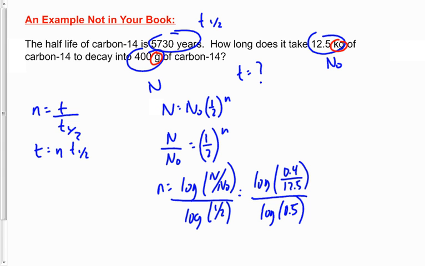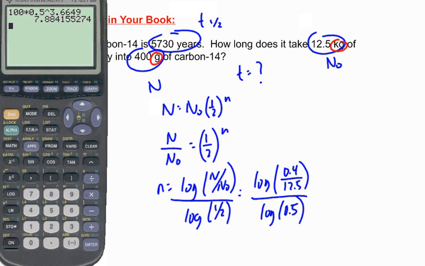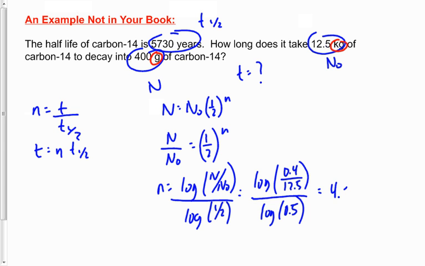Okay, let's do that on the calculator here. We thought the last one looked a little strange on our calculators. This one's way worse. Let's say log of, make sure you use some brackets here, 0.4 divided by 12.5. Okay, press equals. Let's divide that by log of 0.5. And when we do that, we get 4.97. Now, let's say 4.97 times a half-life of 5,730 years.